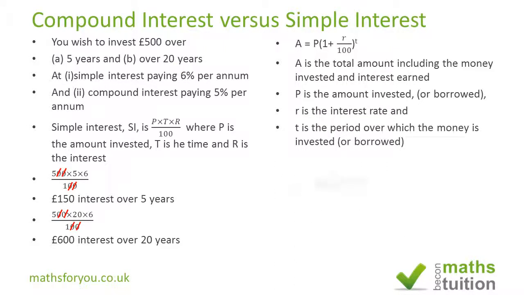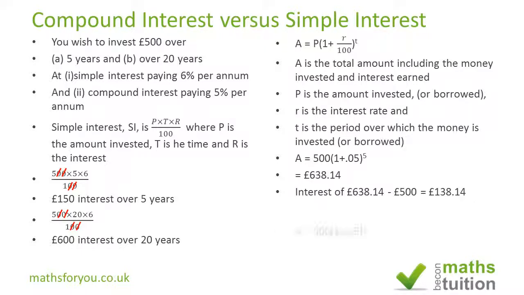Okay, so if we now apply the formula, we're going to get something like A is equal to 500 into 1 plus 0.05 all to the power 5. Now, 0.05 because 5 over 100 is 0.05. Okay, so now the amount realized after 5 years is £638.14, which gives us an interest of £638.14 minus £500, and that's £138.14.